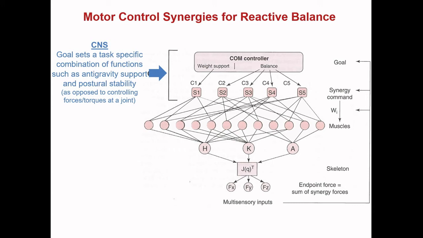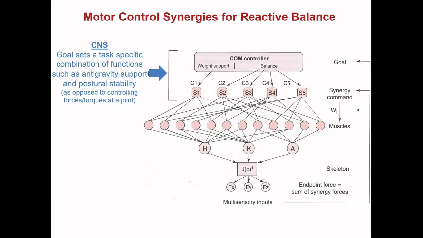Right at the top of the diagram, we see that we have the higher levels of the central nervous system. At this level, we are setting our goal of regulating the posture of the body. This goal sets a combination of sub-goals. These include the sub-goal of holding the body in an upright anti-gravity posture, and the sub-goal of maintaining balance. The primary role of synergies is to translate the abstract sub-goals, such as the sub-goal of supporting the weight of the body, into patterns of muscle recruitment that realize that particular function.